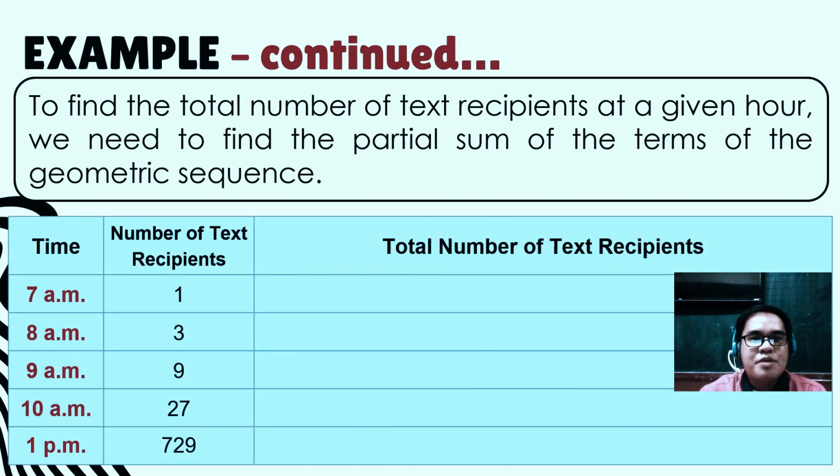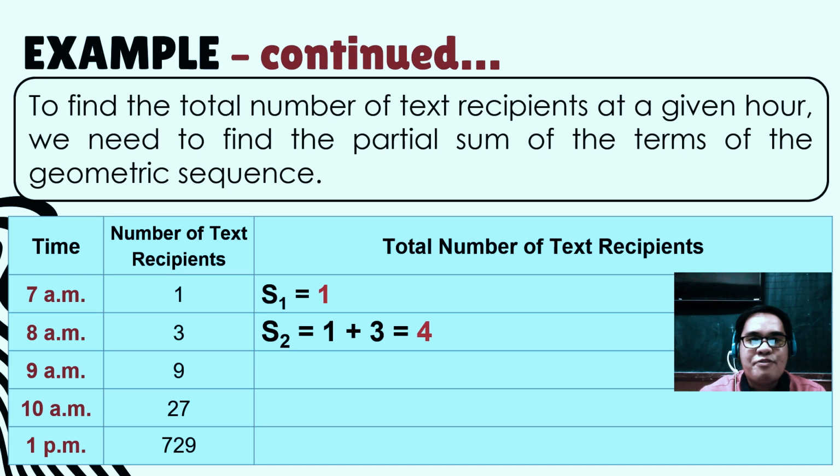This table will show us the series of the number of text recipients in every hour. For series of 1 term in geometric sequence, or S sub 1, since there is only 1 recipient of the text message, it is equal to 1. For series of 2 terms, or S sub 2, you will get the sum of the first and second terms, and you will get 4 total text recipients.